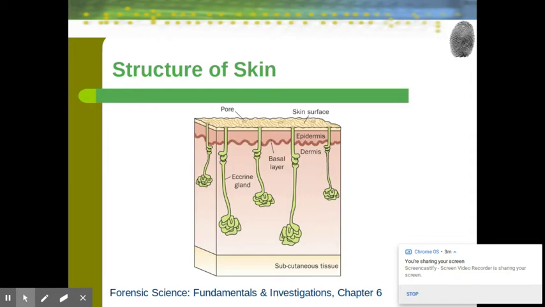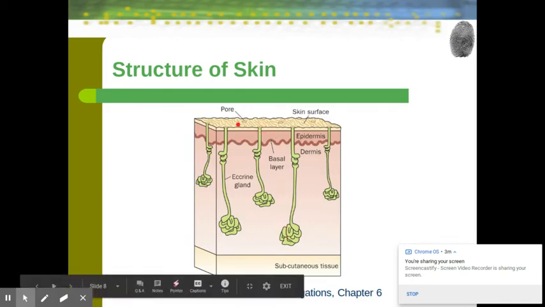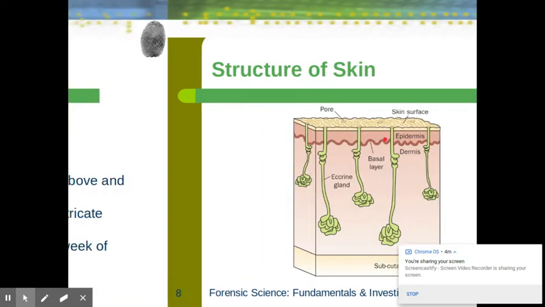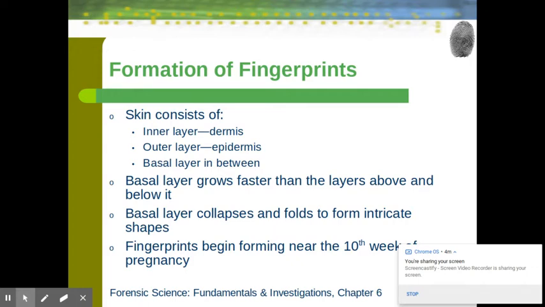So the structure of the skin, again, I'm not a biologist, so I won't go too deep into this, but basically these little ridges go deep into your skin. So if people were trying to alter them, they would have to remove a good portion of your skin, and you'd have just these scarred, mangled fingers, which would also be a way to identify you. So you have the dermis, the epidermis, and then this layer between. And this basal layer grows faster than the layers above or below it, and it kind of collapses and folds to form these little intricate shapes.